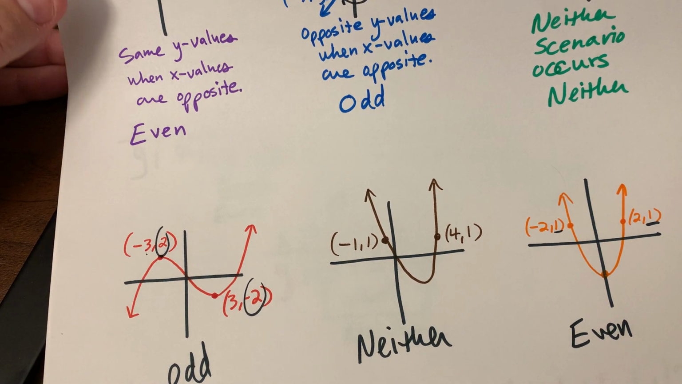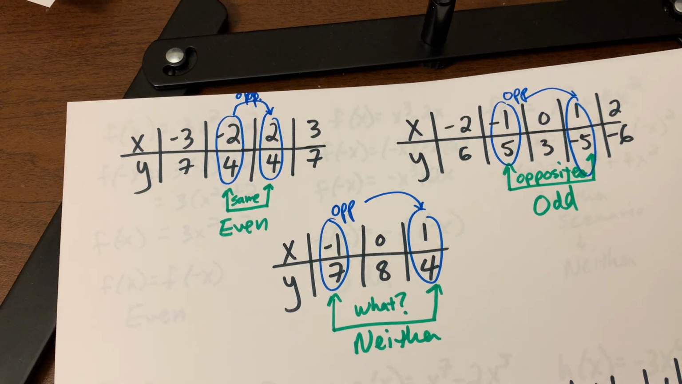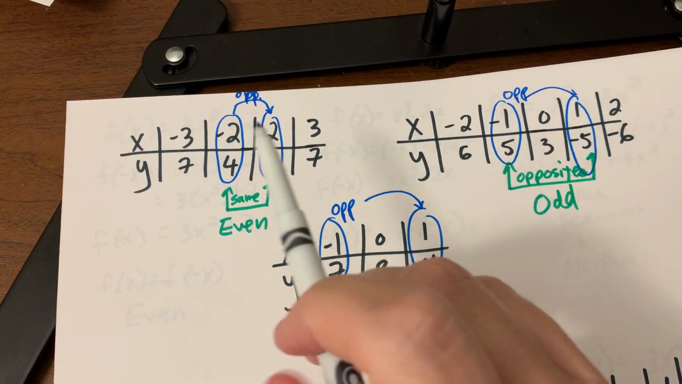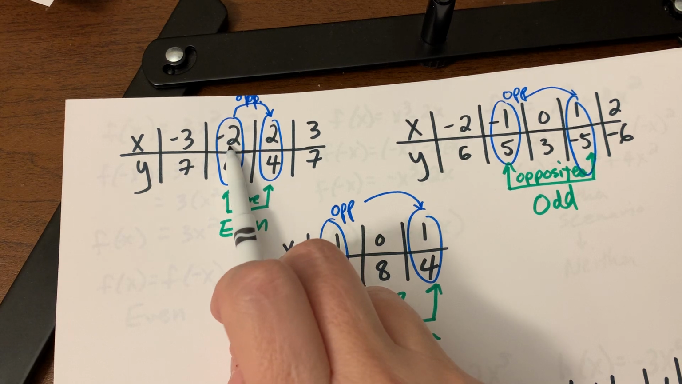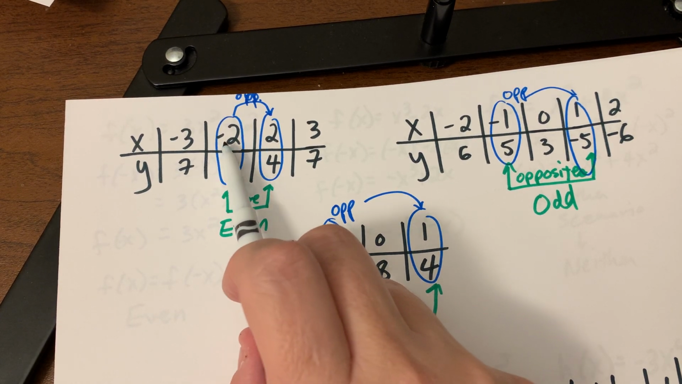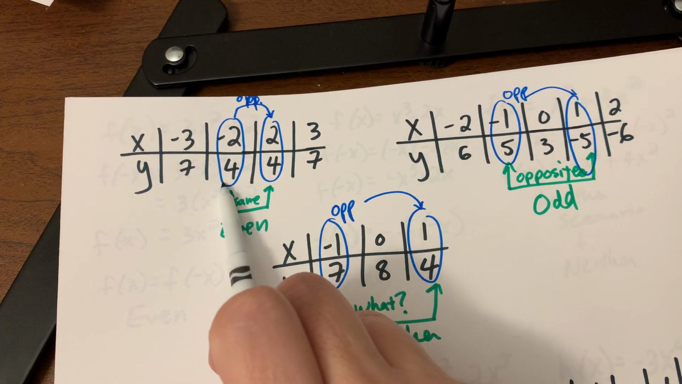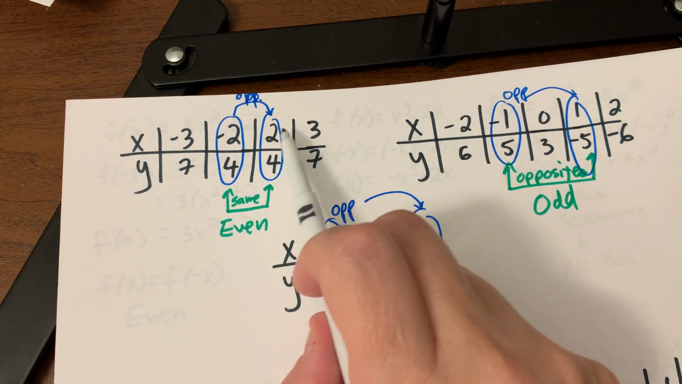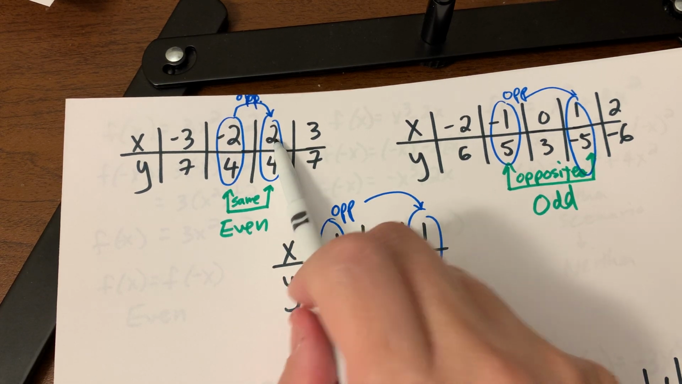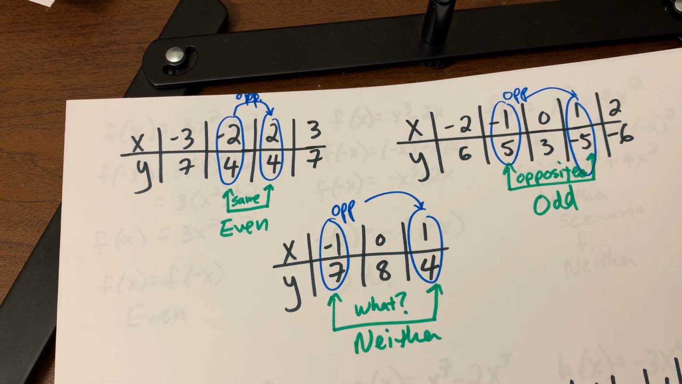Sometimes information is going to be displayed for you in a table. So if you have a situation where you've got a bunch of points, you want to find any point where the y value isn't 0 and compare it to the point containing the opposite x value. So I chose -2, 4. That means I had to look at the point where x was positive 2. I compare the y values, they're the same, the function is even.